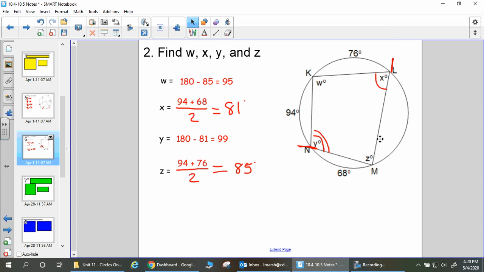Had you found the empty piece of your circle, you'd end up with all of the same measures. So it is just a matter of preference. I wanted to purposely use the opposite angles so that you could see how that could work. But you are allowed to simply find all the arcs when you're able to do that as well.